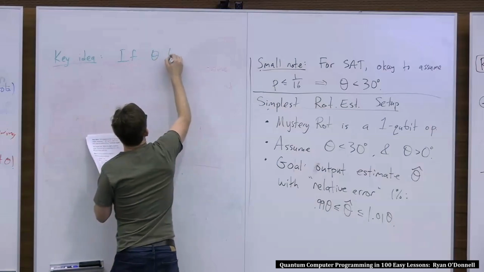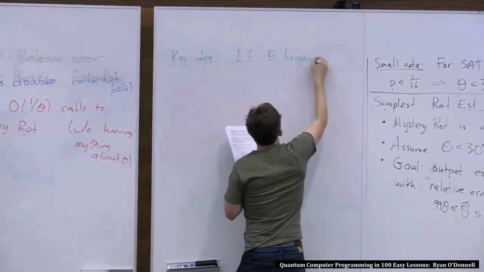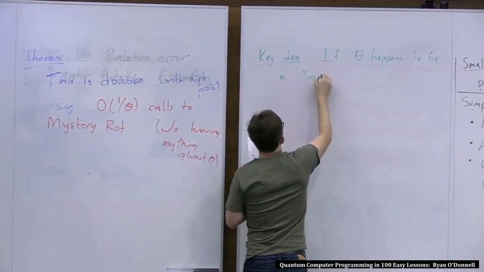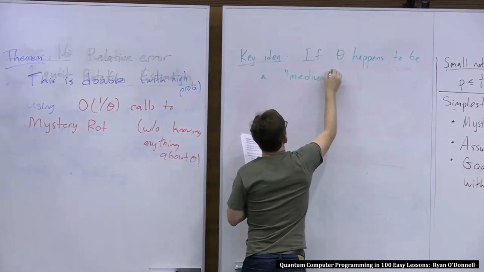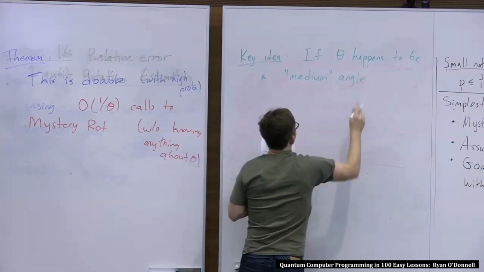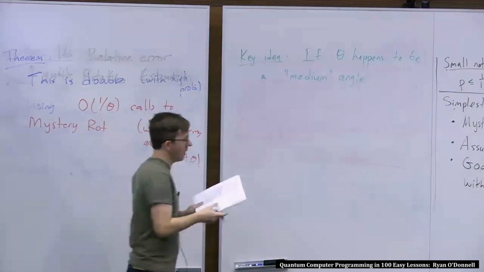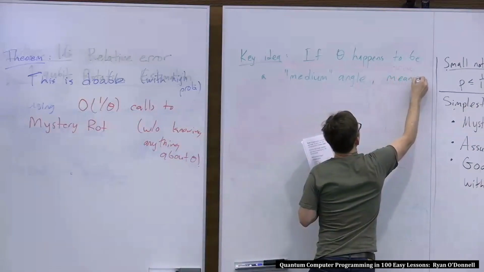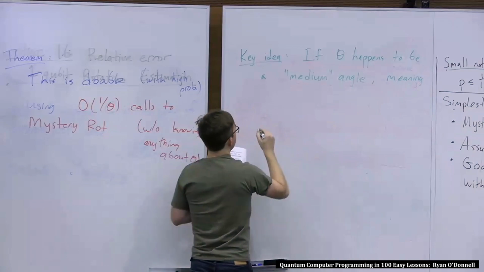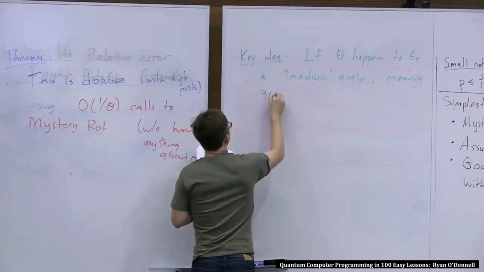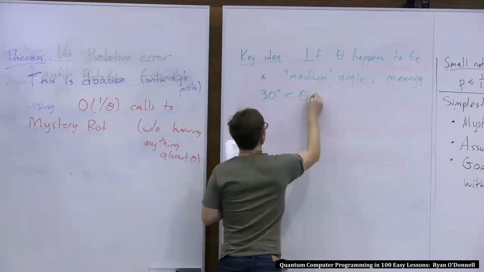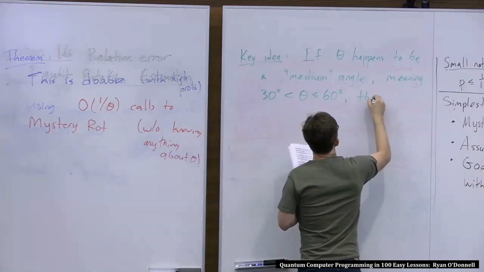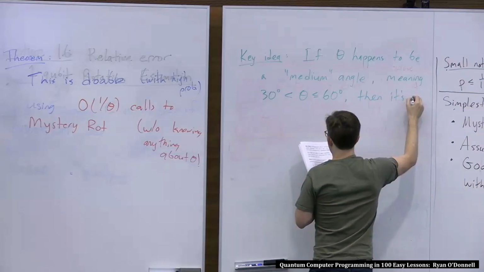If theta happens to be a quote unquote medium angle, and a medium angle, I'm inventing this terminology just for this lecture. By medium, I mean between 30 degrees and 60 degrees. Then it's very easy to notice this.